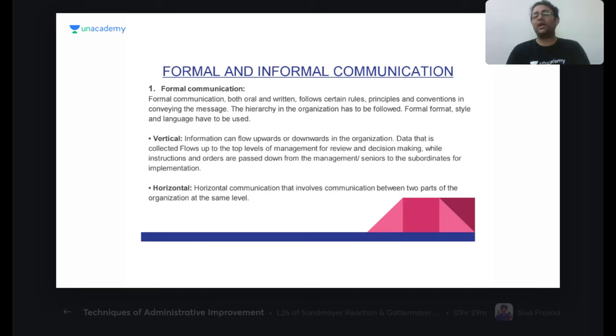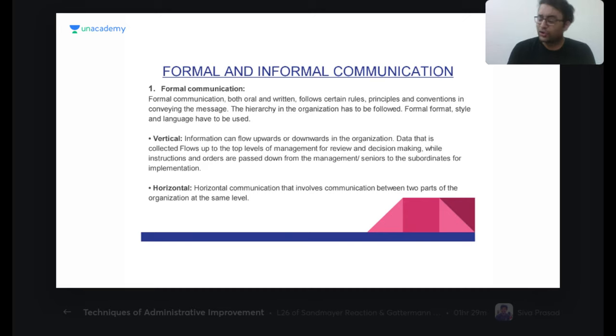Now see, formal communication can be vertical. What do you mean by vertical communication? When a junior person speaks to a senior person, or a senior person speaks to a junior person. When an old person speaks to a young person, or a young person speaks to an old person, the communication is up and down, vertically. In that case, you require formal communication, either way. Okay?